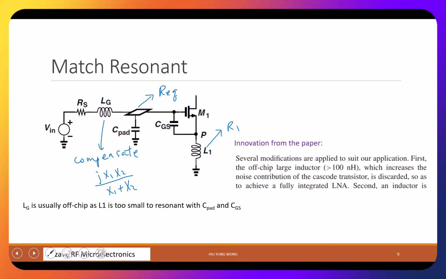To remove the inductor? I forgot. You need to read the paper. I did not read it this time for this class. Yeah.